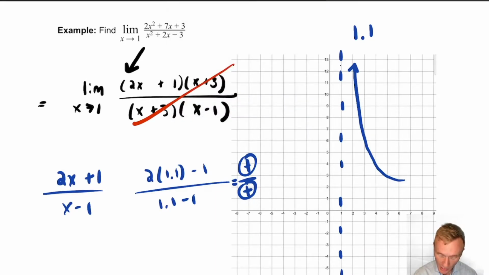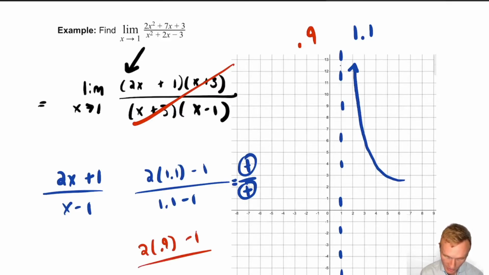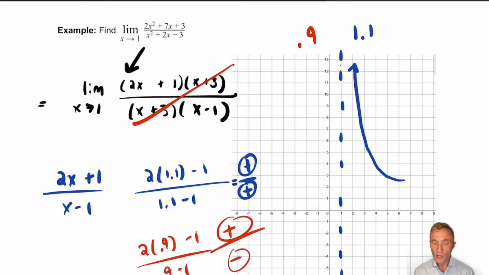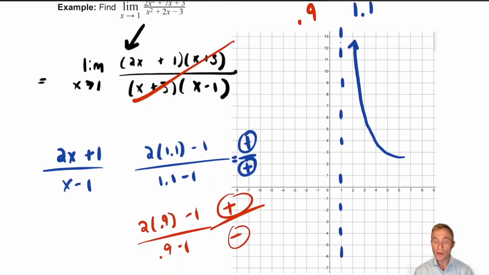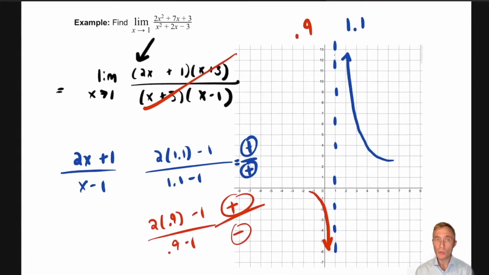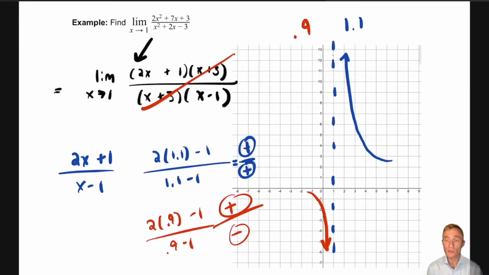Versus from the left, let's call this, say, 0.9. We'll have 2 times 0.9 minus 1. That's still a positive number over 0.9 minus 1. Now we're talking about a negative number. So as we get closer and closer to 1 from the left, like 0.9, we're heading towards negative infinity. And so that's the analysis that I would want you to do for finding vertical asymptotes, for finding infinite limits.